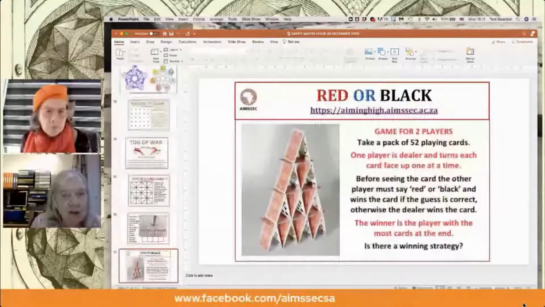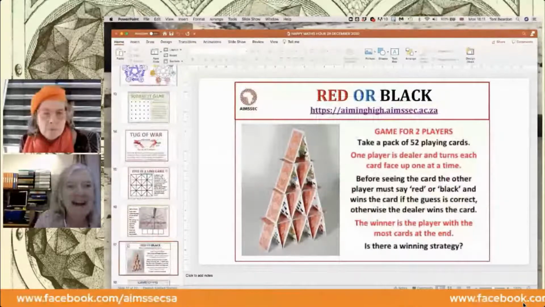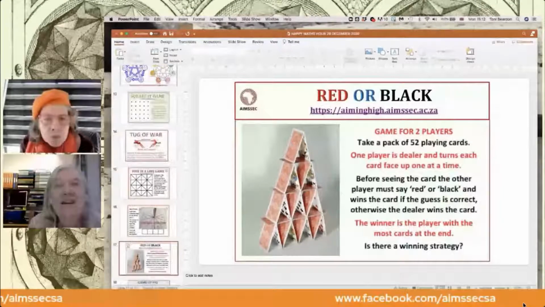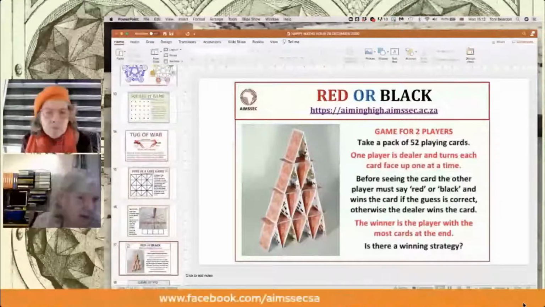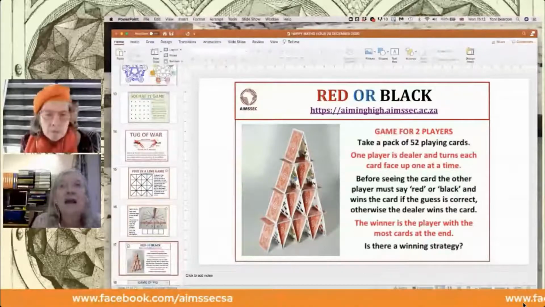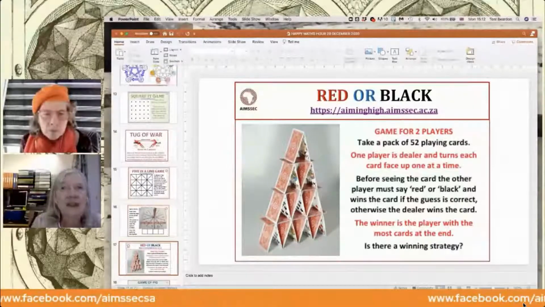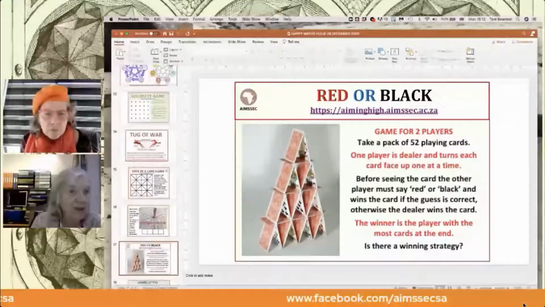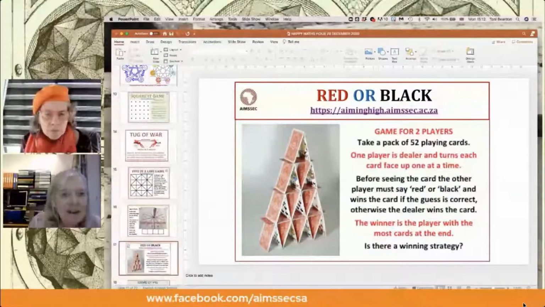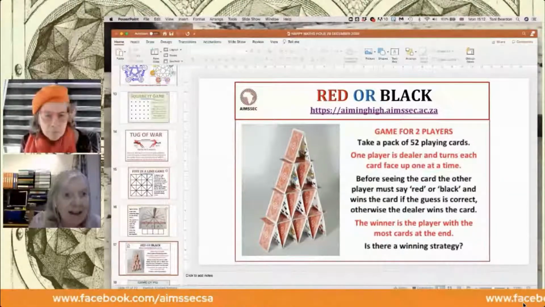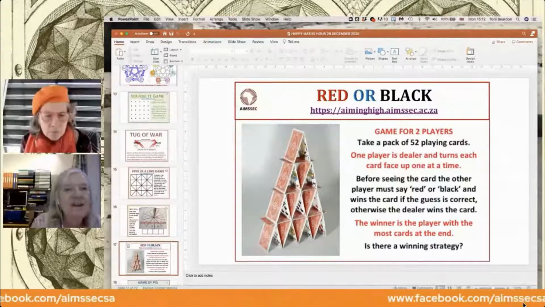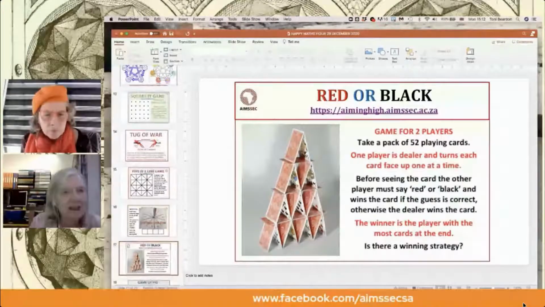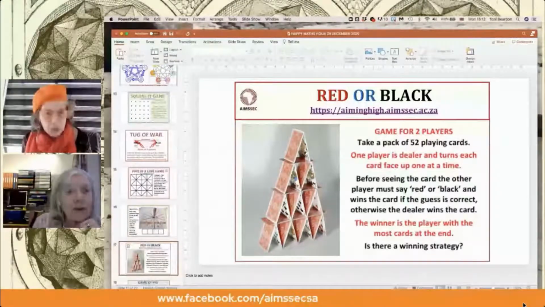This is a lovely game, red or black. It's so easy. You play it with the ordinary set of playing cards. One player is the dealer and turns each card face up one at a time. But before turning it, the other player says red or black. And if they're right about the color, they win that card. If they're wrong, the dealer keeps the card. And who's got the most cards at the end?